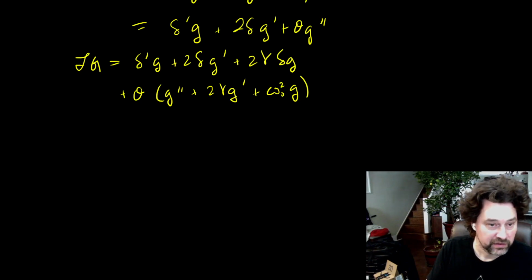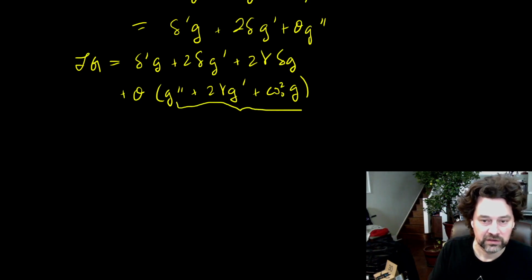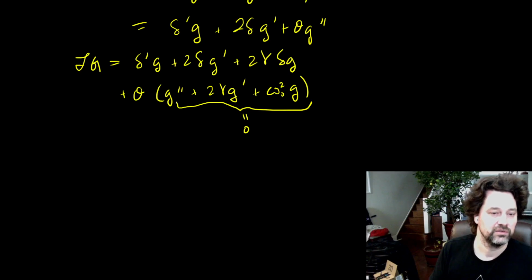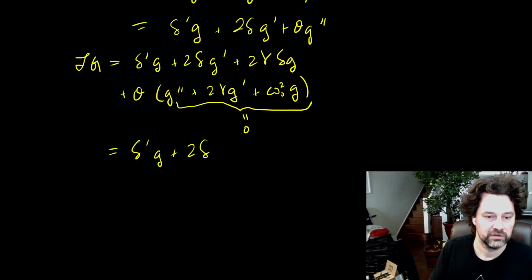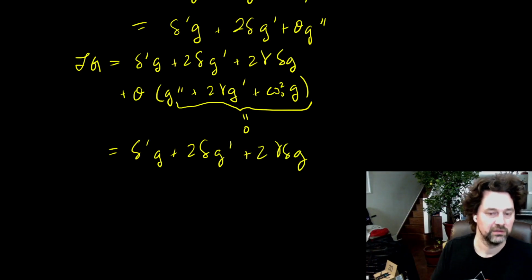And we have here a theta function, a step function, times 0, because g of t is also one of the homogeneous equation solutions. So we're left with just L g equals delta prime g plus 2 delta g prime plus 2 gamma delta g. Now we have to make sense of delta prime g. So let's do that.